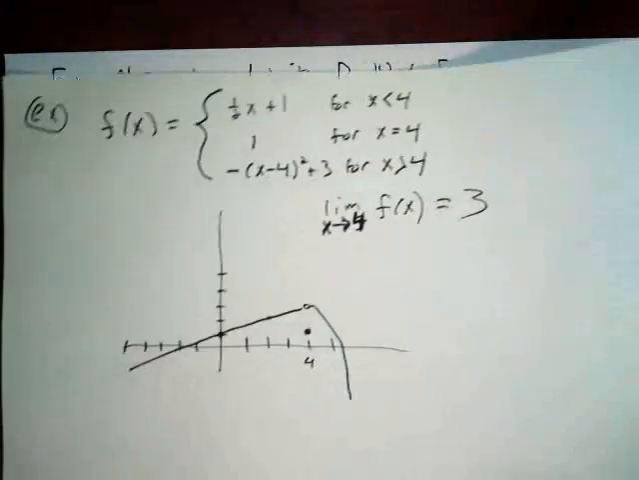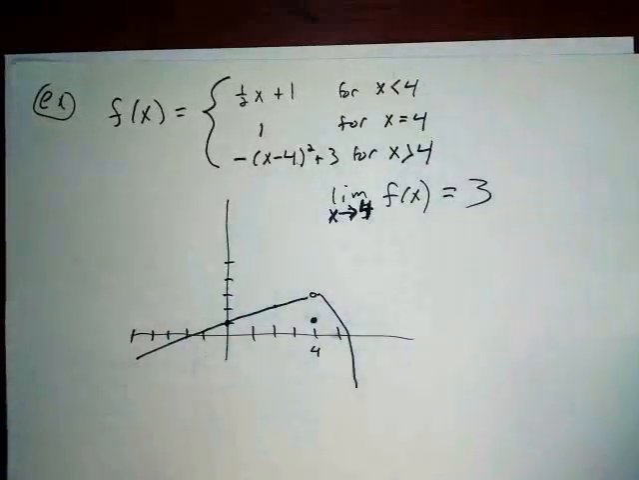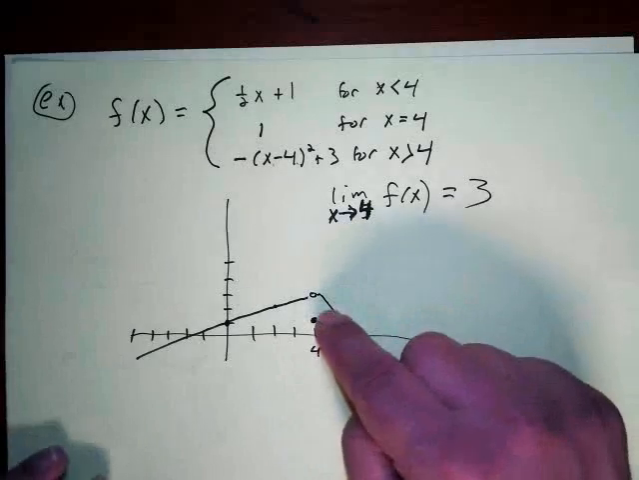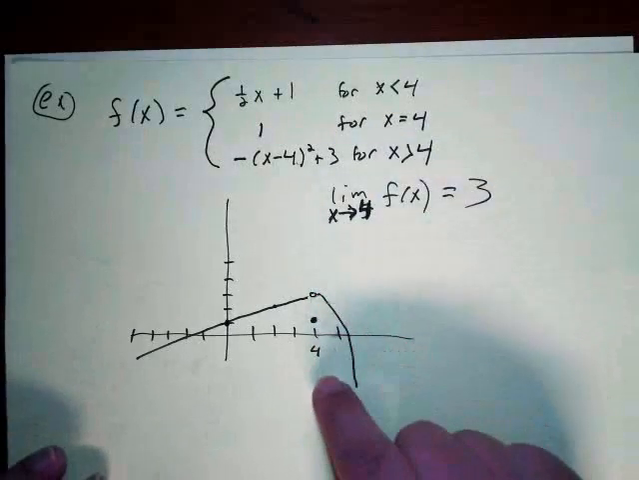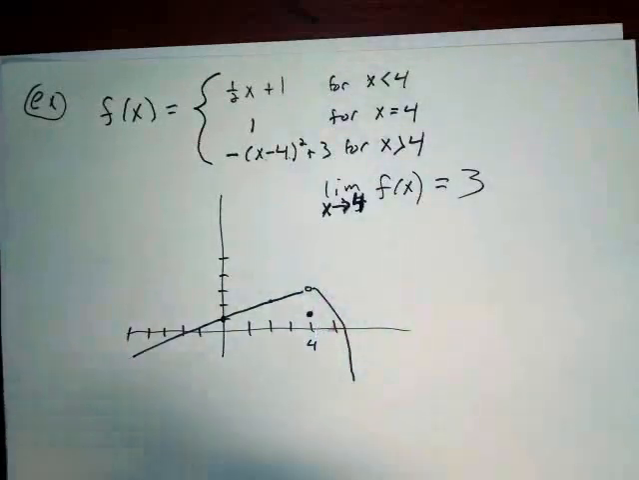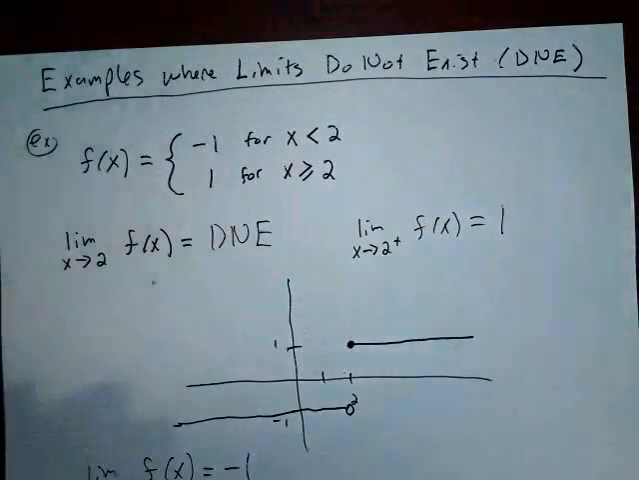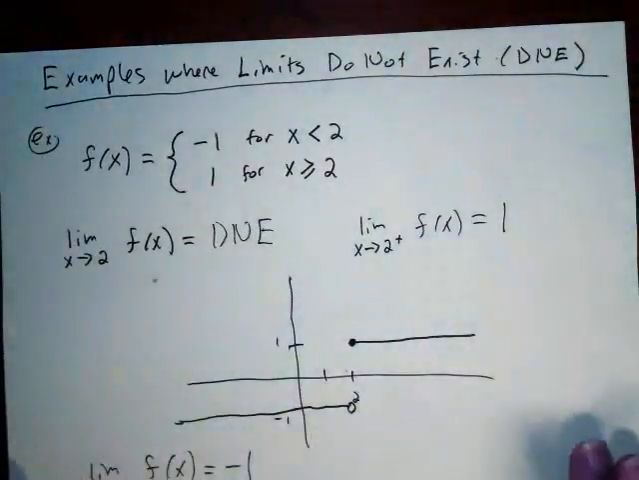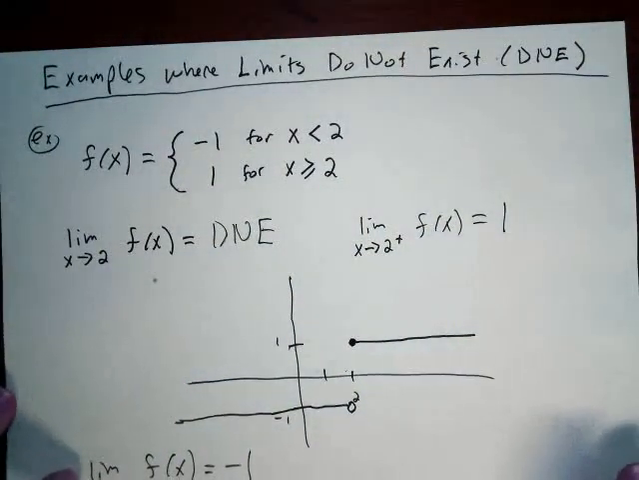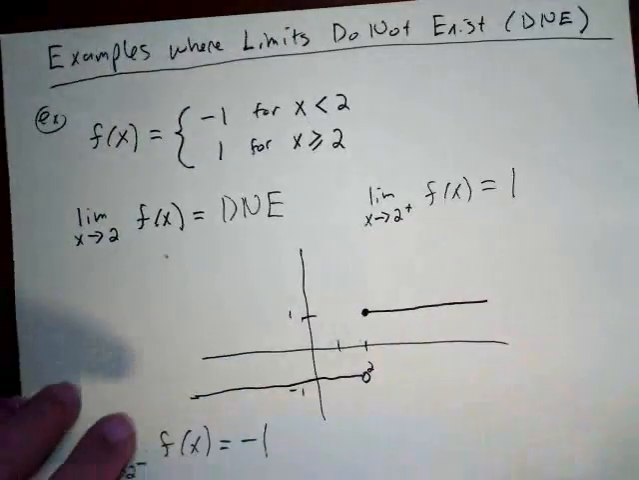So for the example that I just did, since both these graphs were approaching 3 from both sides, then the limit existed. But if this thing were moved up or down, so that they didn't approach the same value, then we would say that the limit does not exist. Okay, so that's one example. Limit doesn't exist if the graph does not approach the same value from both sides of C.